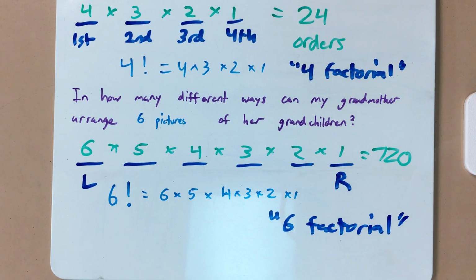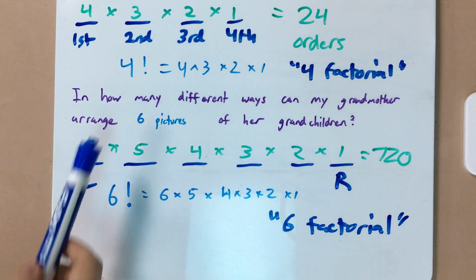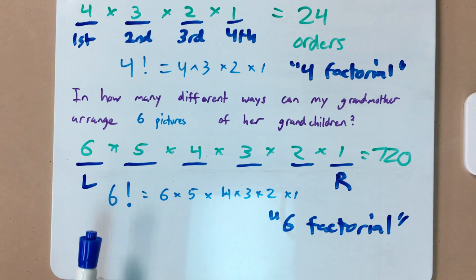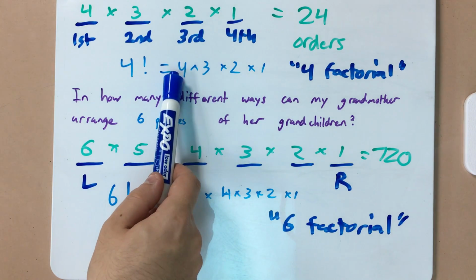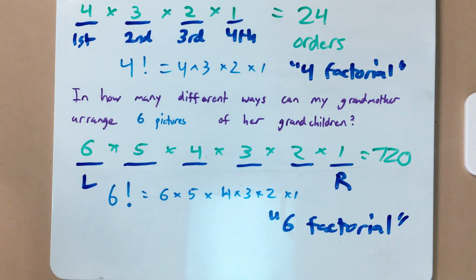So if you've ever seen the exclamation point on a number before, that's not some trick teachers use to try to get you excited about math. That is an actual mathematical thing called factorial, which means that whatever number is to the left of the exclamation point, you multiply that number and every whole number all the way down to 1 altogether. So that's the first example of permutations.